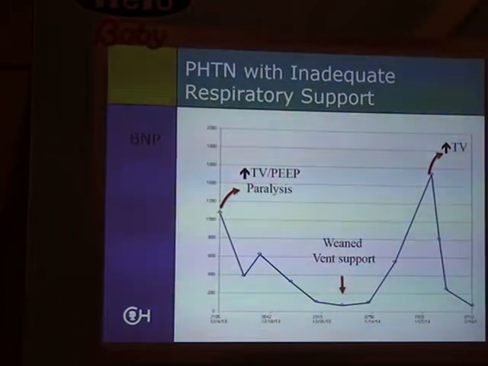at this time frame here, we had an increase in the tidal volume and PEEP, and we paralyzed the babies. They were having problems. This is when paralysis came off. We had a bump back up. And we found a really nice low level here. So we started weaning the ventilator, and our BNP went right back up. And at this point, we increased the tidal volume. So it's really helping us try to find what's the best thing, and when we know that we're doing a better job of trying to manage their pulmonary hypertension.